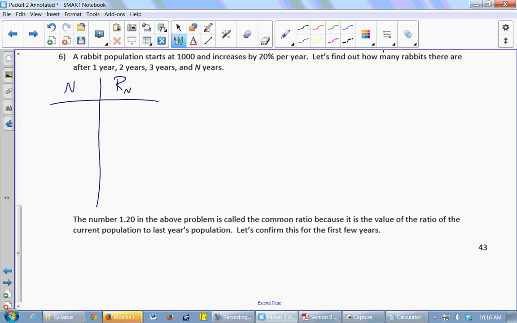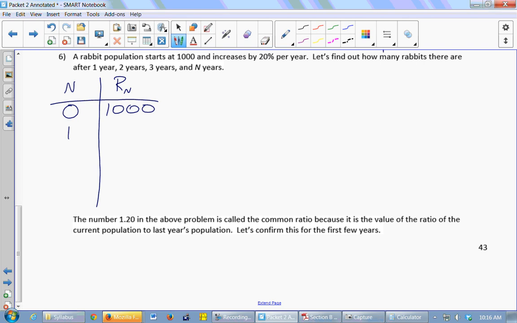Okay, so in year 0, right? In year 0, we have 1,000 rabbits. That's the current year, right now. 1 year later, we're going to increase this population by 20%. So how many rabbits am I going to have? 1,200. That's great. I'm going to add 200 rabbits.